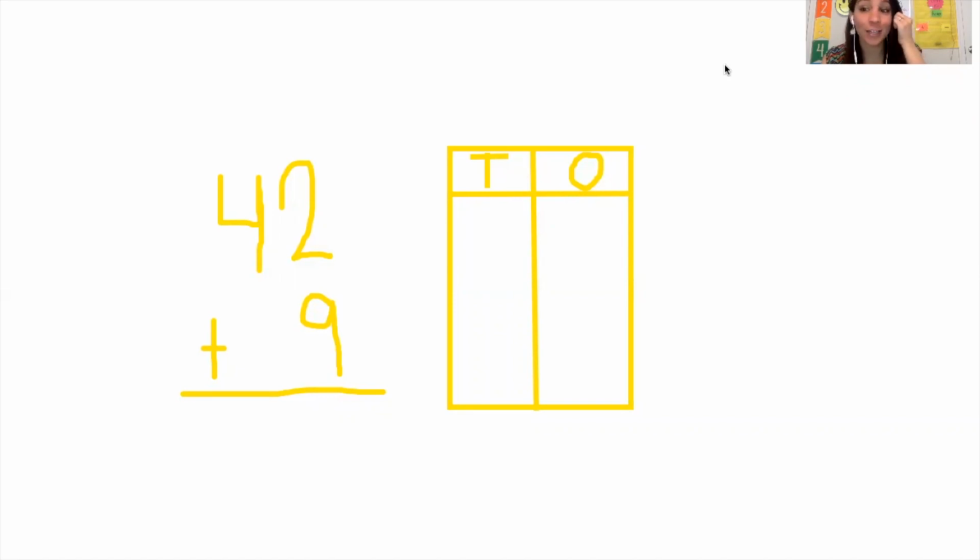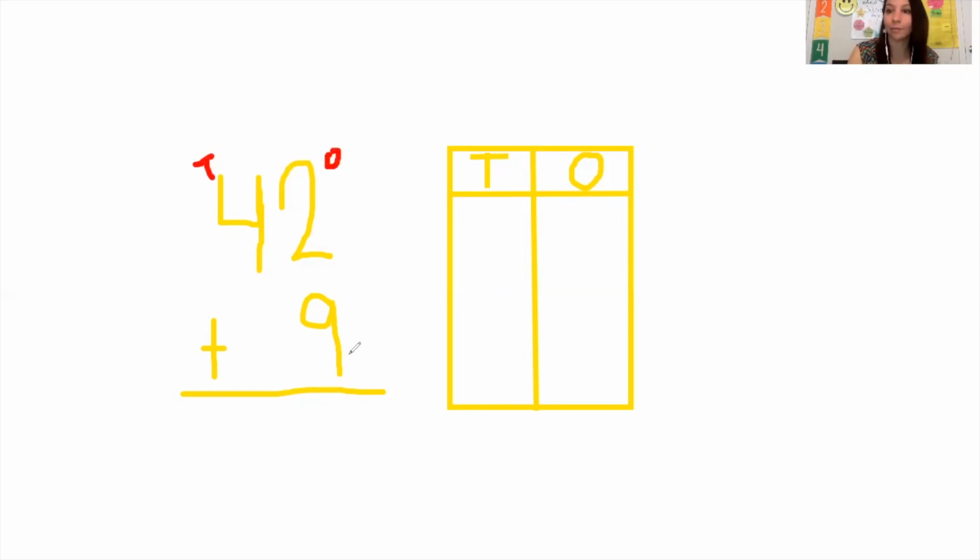Okay, how do you think you did? This one was a little different than the last one because you had to regroup. You had to regroup on this one. So let's go ahead and start. First, I'm going to label. You don't have to do this. I do this to make sure I always remember where my 10s and my 1s are. T and O, and I always start on my 1 side.